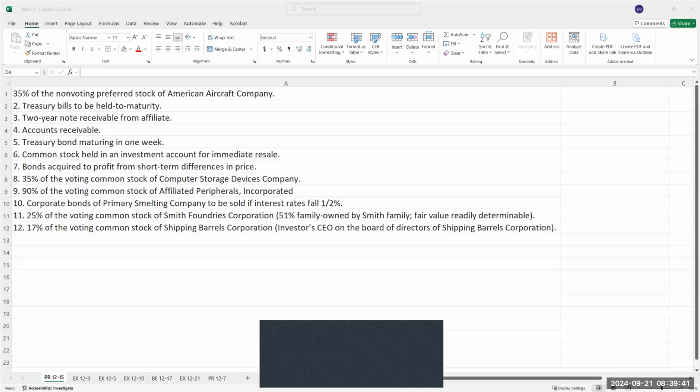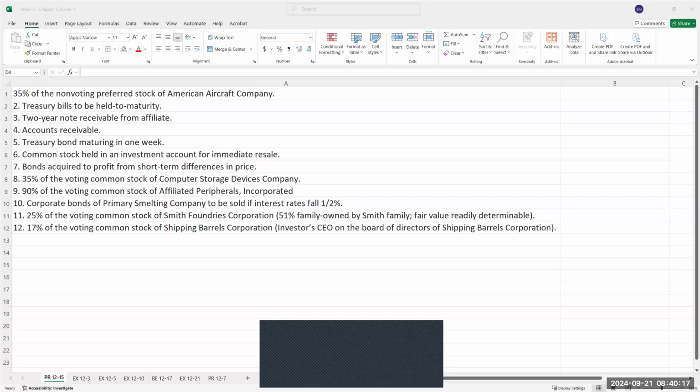So with this first question, this is going to give us a good understanding of how we differentiate between the two. So here with this fact pattern, it essentially asks us to determine the reporting category that each of the investments listed below most likely should be accounted for based on the information provided. In this case, the first one states 35% of non-voting preferred stock of American Aircraft Company.